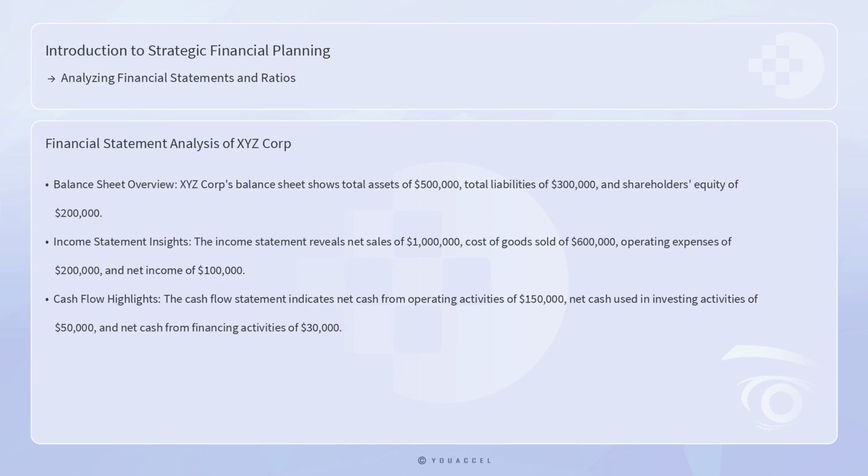To illustrate the practical application of financial statement analysis and ratios, consider a hypothetical company, XYZ Corp. XYZ Corp's balance sheet shows total assets of $500,000, total liabilities of $300,000, and shareholders' equity of $200,000. The income statement reveals net sales of $1,000, cost of goods sold of $600,000, operating expenses of $200,000, and net income of $100,000. The cash flow statement indicates net cash from operating activities of $150,000, net cash used in investing activities of $50,000, and net cash from financing activities of $30,000.